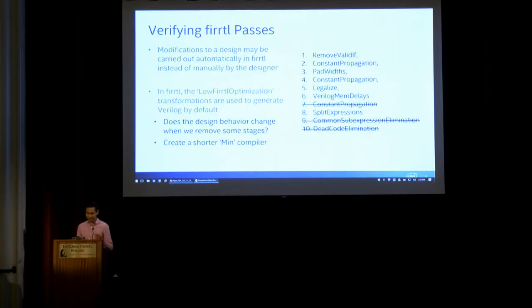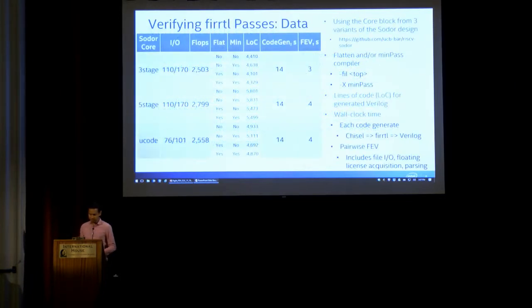So now, I want to see if for my specific designs this would cause any problems. And if this new sequence consisting of 1 to 6 and 8, maybe it's not optimal, but is it going to give me correct behavior? So I called this min, and I tried it on the Sodor design, which you can download and also try out. And I tried 4 options: flattening it, not flattening it, and using this min pass or using the default Verilog compiler. And I tried it for the 3-stage core, the 5-stage core, and the Ucode core.